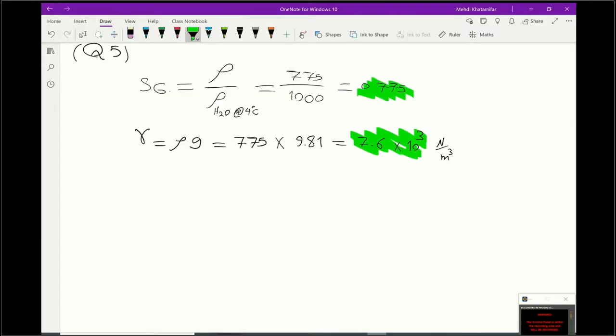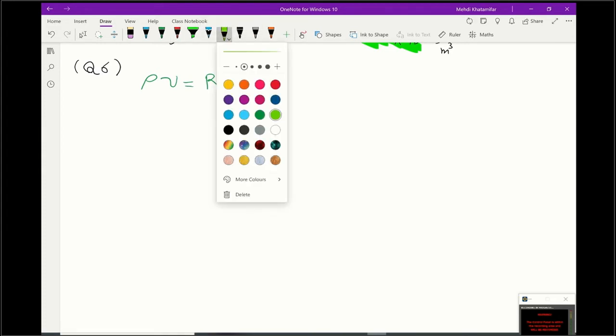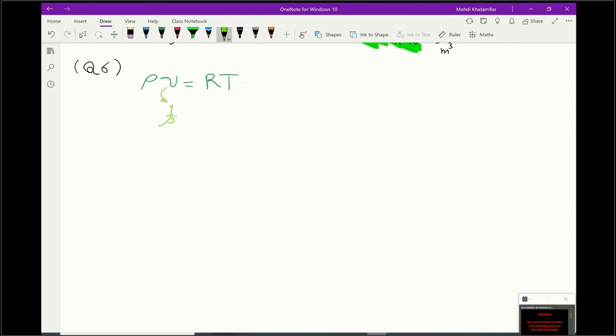So this is question 6. R is 286.9. These we need to read from tables; nobody memorizes them. So you remember the formula for ideal gas? We say PV equals RT, but not V. And we know that this is going to be 1 over density. So from this we can say that density is equal to pressure divided by RT.